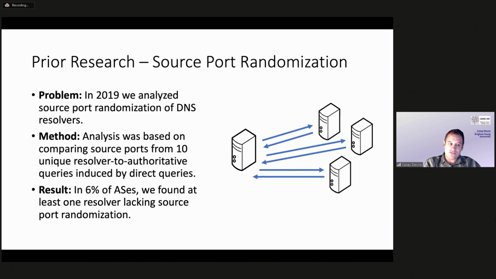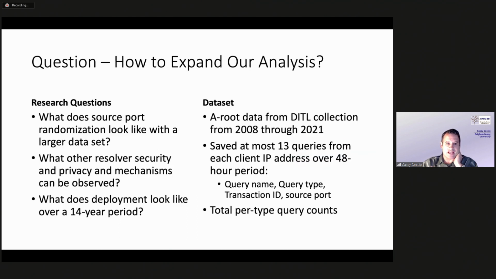And in that prior research, we found that in 6% of autonomous systems, at least one resolver was lacking source port randomization. We found that to be somewhat significant, but what we really wanted to do was to analyze this at scale. How could we expand our analysis? So on the left-hand side here, we look at the research questions. What does source port randomization look like with a larger data set? We had found a method where we could just, using passive data, determine if a resolver was using source port randomization. And so why not apply it to a larger data set and a passive data set as well?